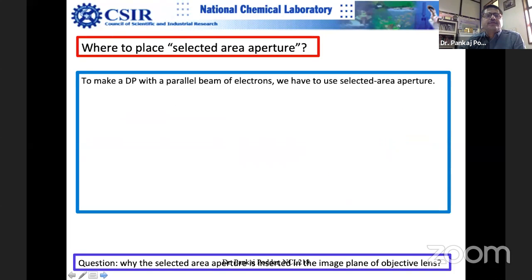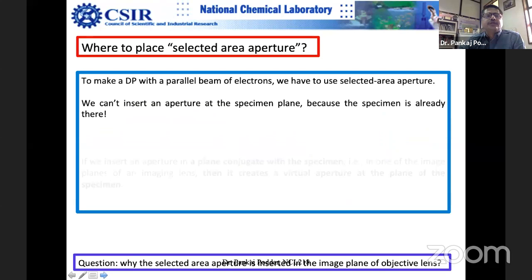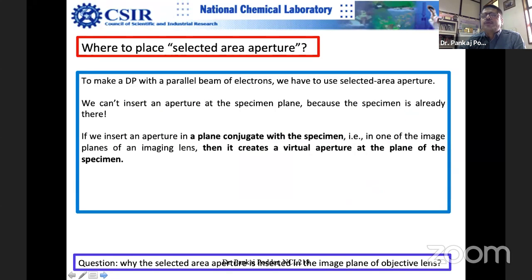Now, the way to put the selected area aperture. Nilu Bhai, the student from Saurashtra, had this question. I remember he wanted me to teach these things again and again. So to make a diffraction pattern with a parallel beam of electrons, we have to use the selected area aperture. We can't insert the aperture in the specimen plane because there is a specimen already there. So we insert the aperture in the plane which is conjugate to the specimen. Which plane is conjugate, basically? Let's see.